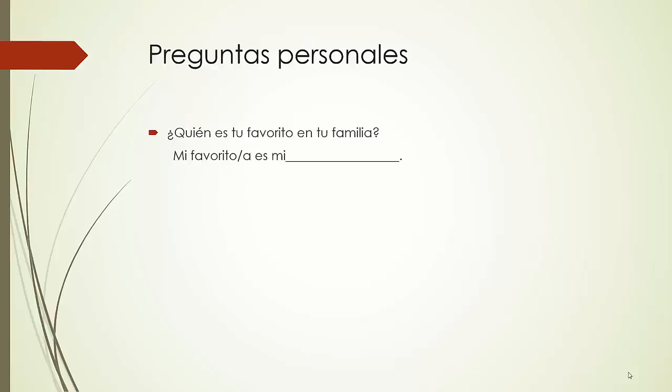Okay. Y finalmente, ¿quién es tu favorito en tu familia? Who is your favorite person in your family? So, if your favorite person is a guy, you would say, mi favorito es mi hermano. If your favorite person is a girl, you would say, mi favorita es mi hermana. I'll just take this as an opportunity to talk a little bit about the family vocabulary that we've got.